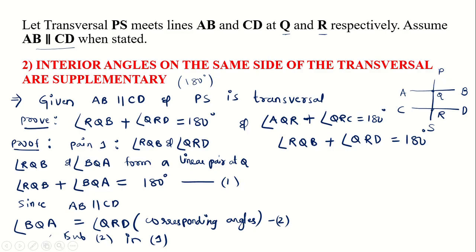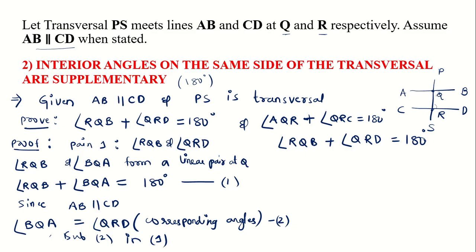So this is your first proof that each pair of interior angles on the same side of the transversal is equal to 180 degrees, which is supplementary. Here as you can see, RQB is your first interior angle, and next angle QRD will be your second angle. So the angles on the same side of the transversal are supplementary. Angle RQB plus angle QRD is equal to 180 degrees.